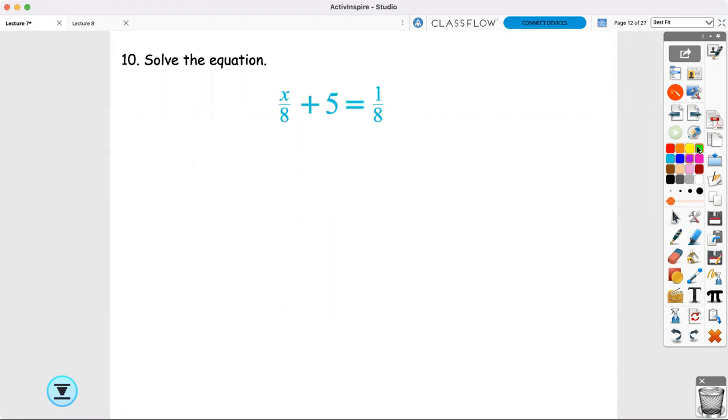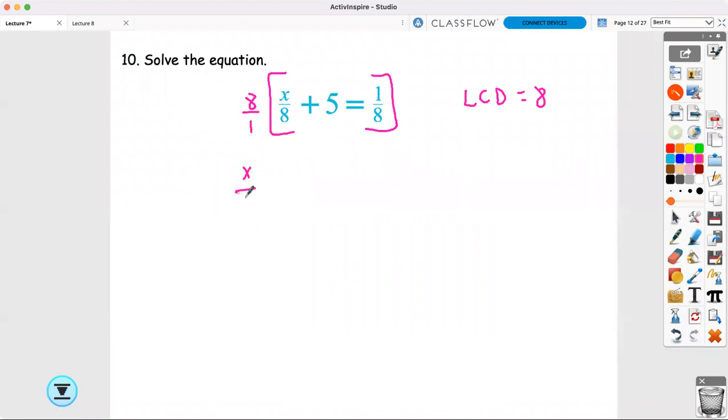All right. We have an equation with fractions: x over 8 plus 5 equals 1 over 8. Does anyone want to share what they think the LCD will be for this one? 8. That is correct. It is going to be 8. We're going to multiply the whole thing by 8. We have a couple of fractions, so we can put the 5 over 1.